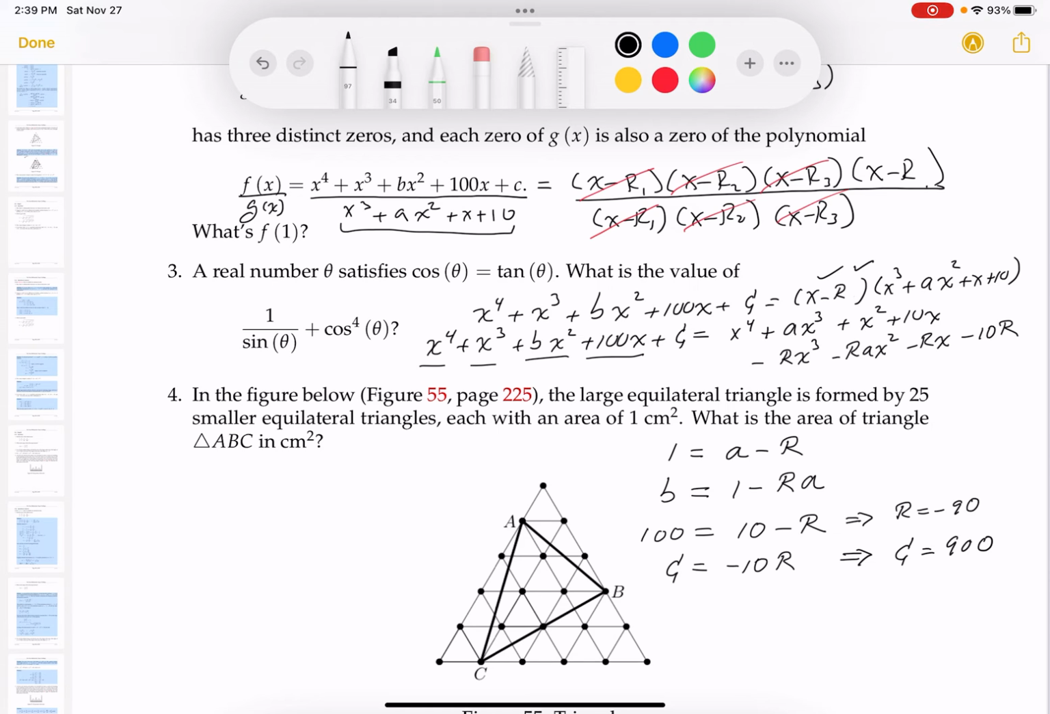All right. I got to work my way backwards now, don't I? So I know the R is minus 90. So I think I can figure out the A now. It's going to be 1 equals A minus R, which is plus 90. So I'm going to say the A is going to be minus 89. All right. I think I can figure the B out now. So the B would equal 1 plus 90 times the A, which is minus 89.